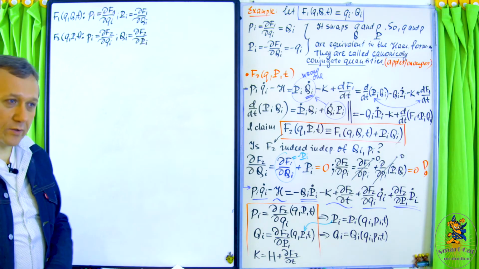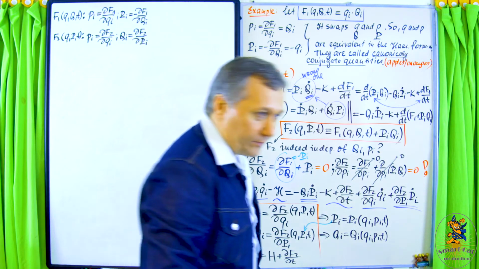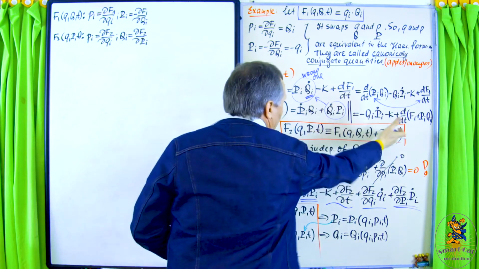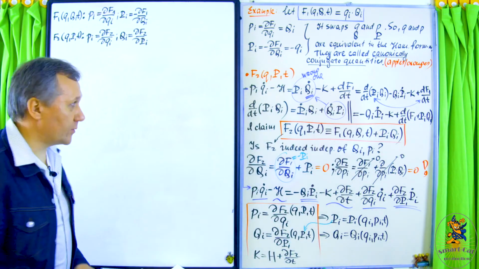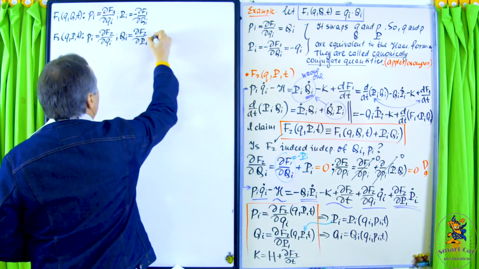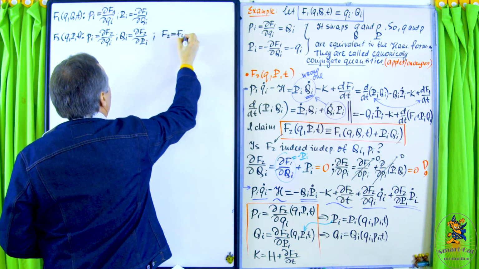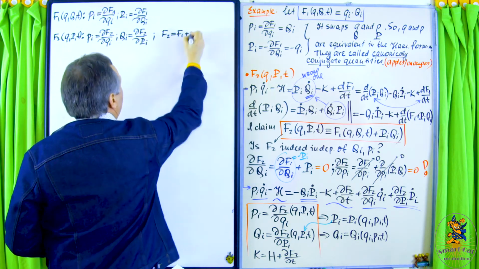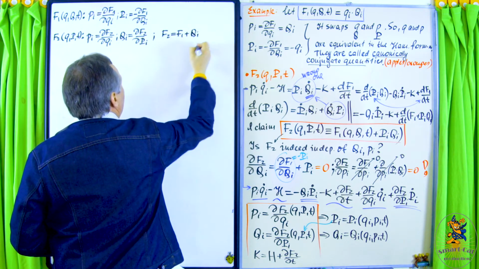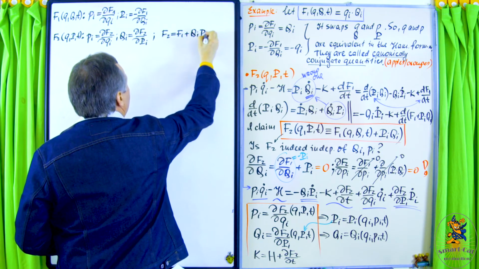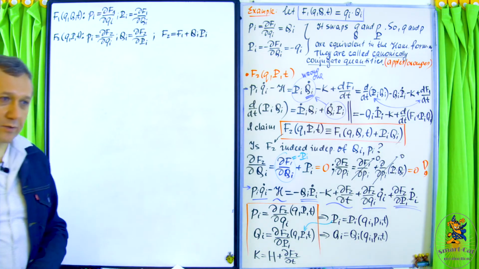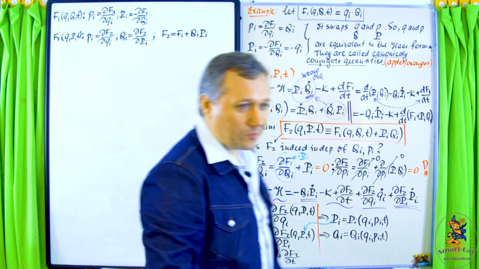And the equation relating generating functions, which we just derived naturally. But again, it's just a Legendre transformation. So I can rewrite, f2 equals f1 plus the old variable which you want to remove times the new variable which you want to introduce into the function. So that's the relation between them, right?